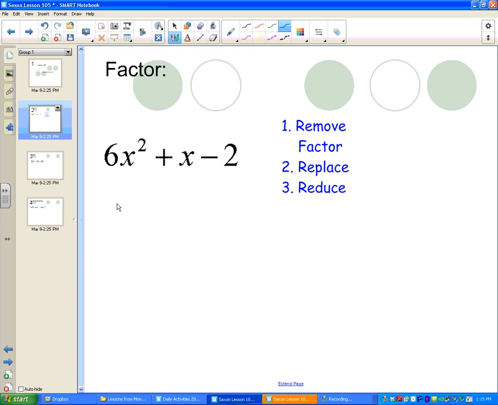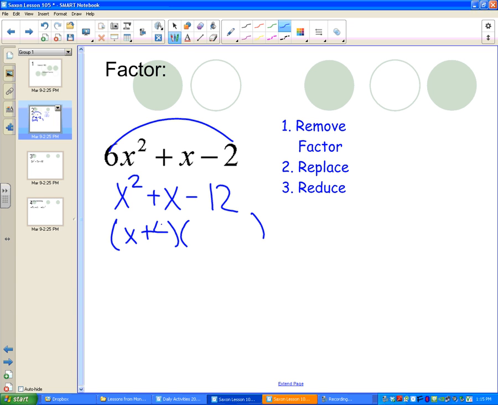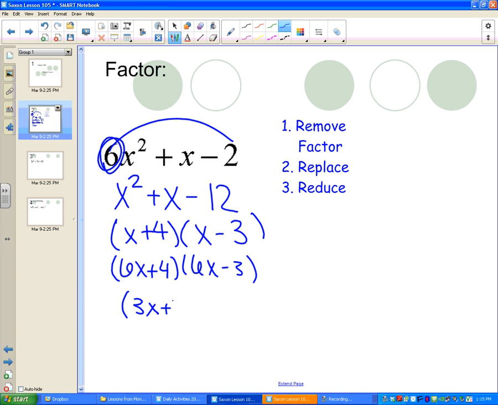All right, what do you remove? 6. So you make it x squared plus x minus 12. You remove it by multiplying. Okay, now we factor. How does this factor? Does that make sense? But we got to replace what we removed. Because you removed the 6, so you replace the 6. And then you reduce. 6 and 4, divide by 2. 6 and 3, 2x minus 1.